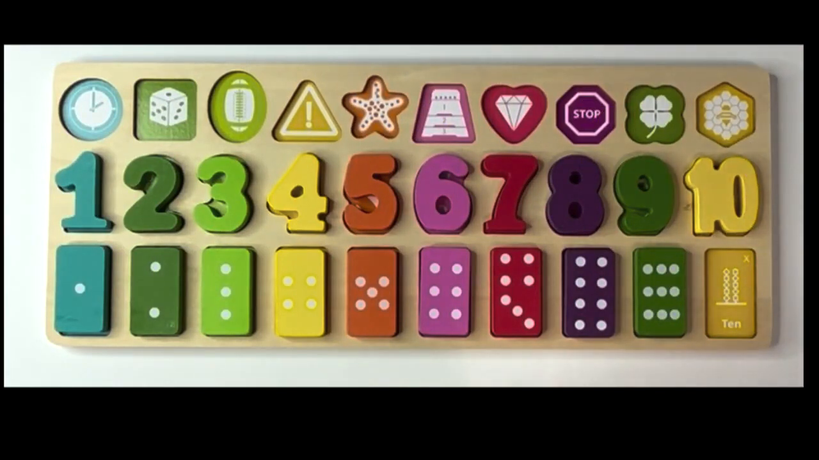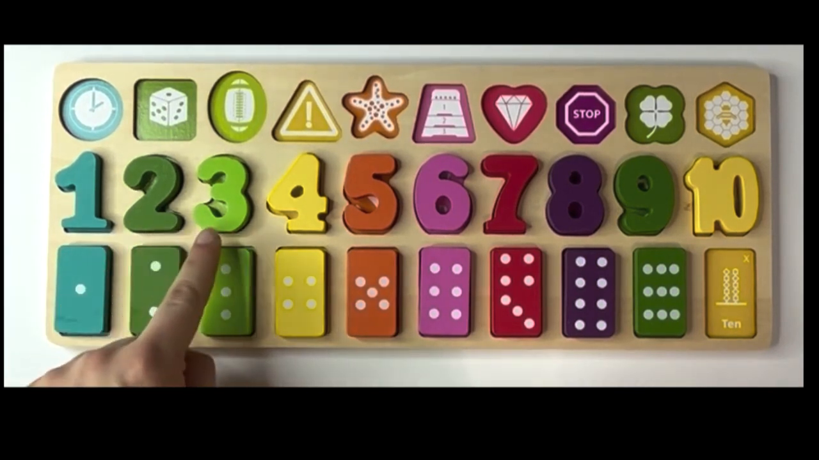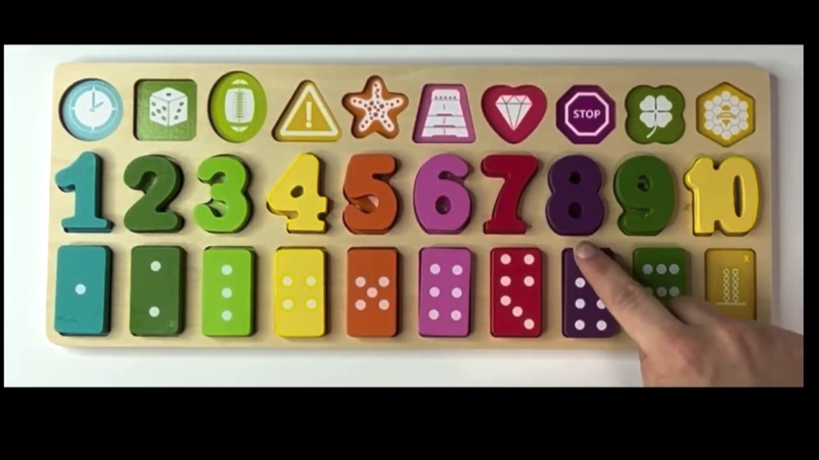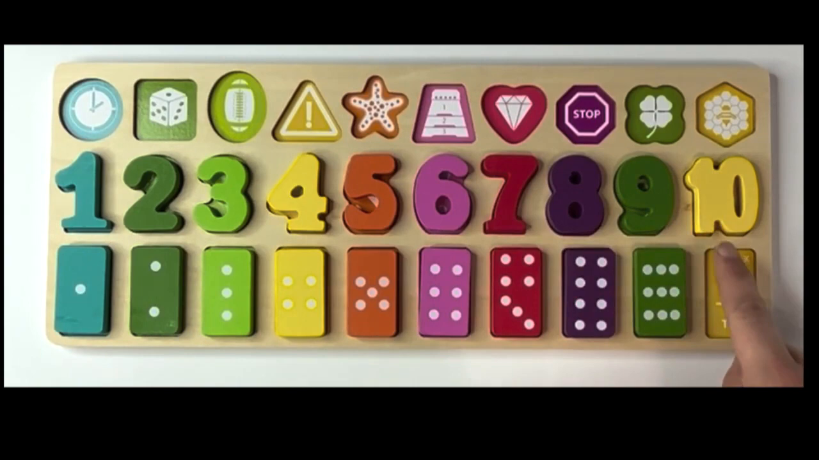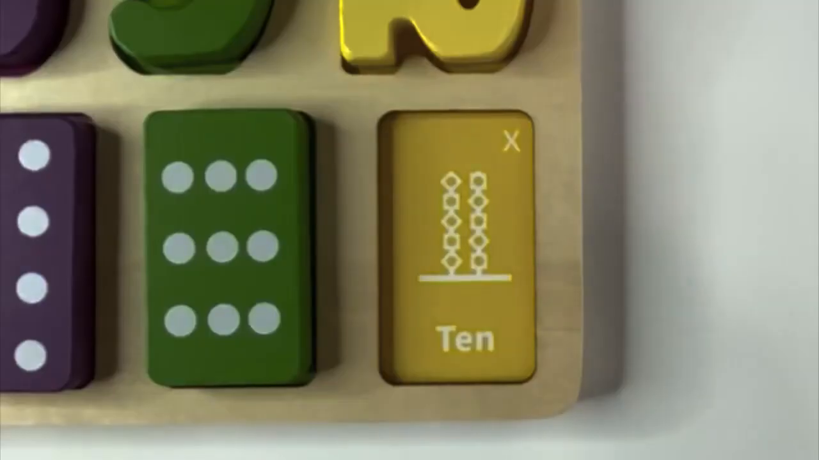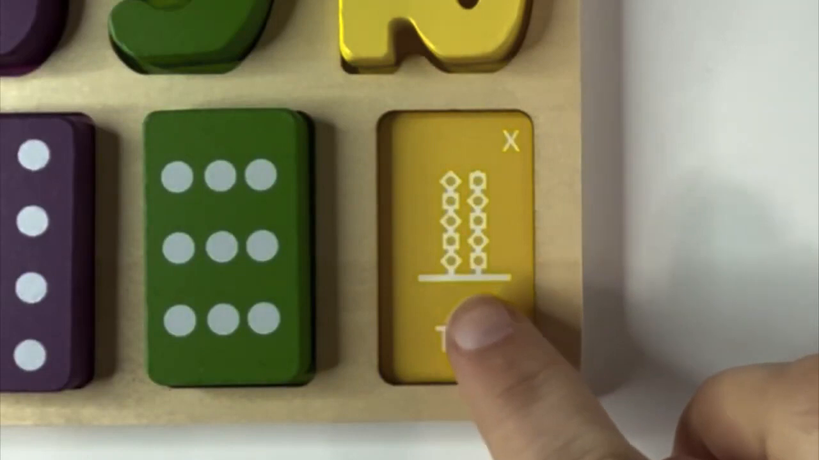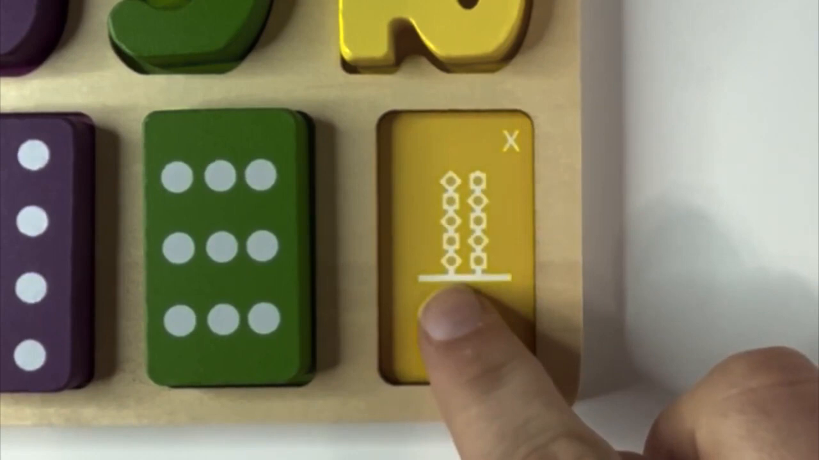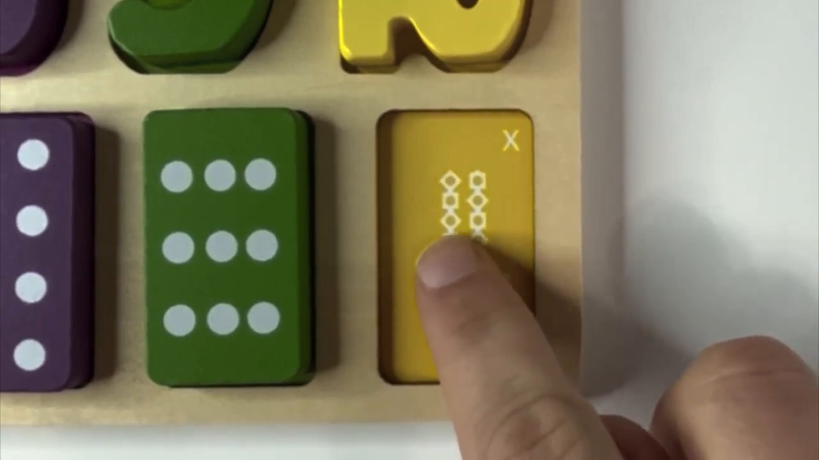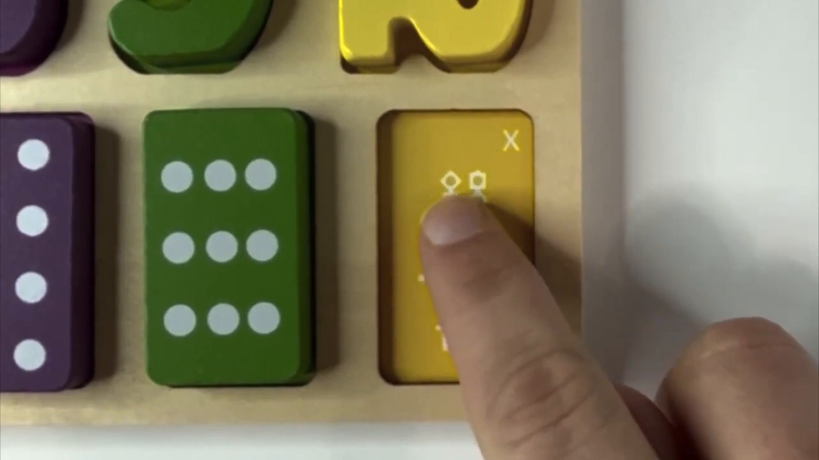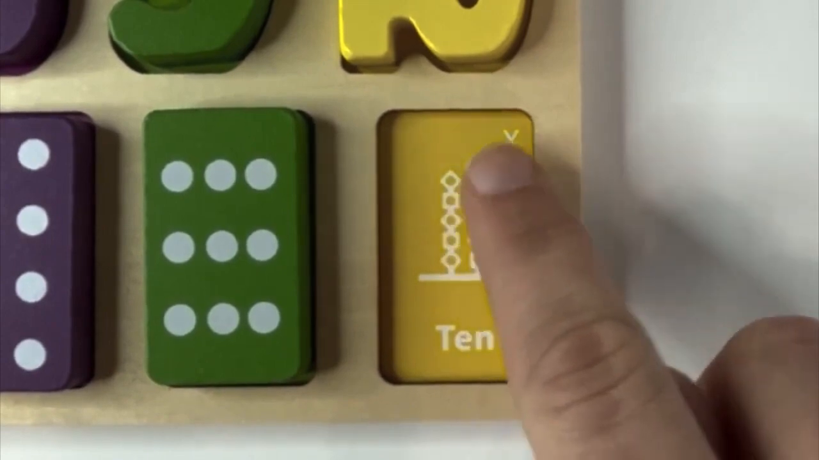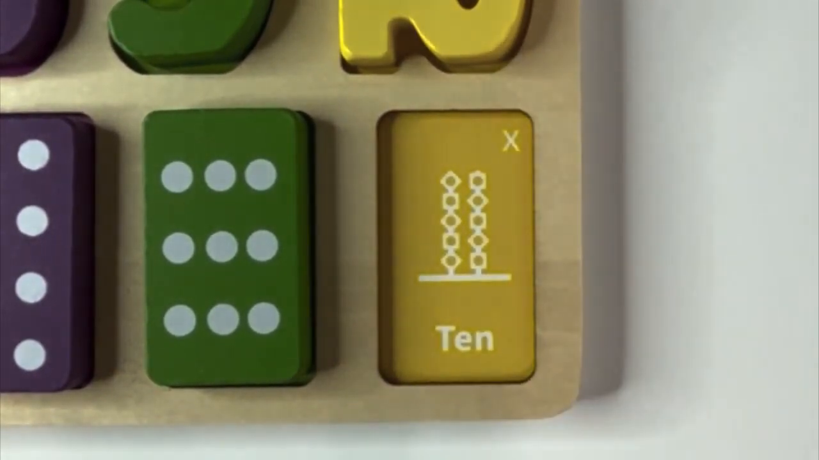Can you count or say all the numbers with me again? 1, 2, 3, 4, 5, 6, 7, 8, 9, 10. Great job, learners. Oh wow, look at that. The cubes are all the way to the top on both rows. Oh my goodness, let's count. 1, 2, 3, 4, 5, 6, 7, 8, 9, 10. There were 10 cubes, just like our number 10.